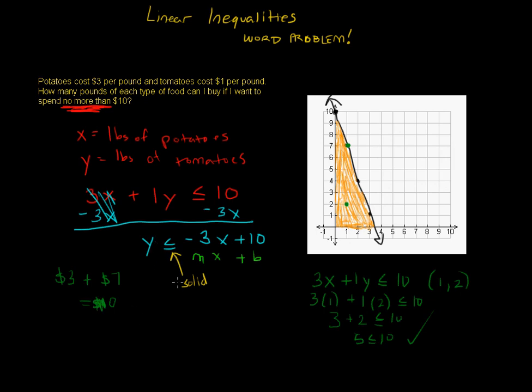All these points that are above the line, well, those are points that would be over $10. So we have in this example, the shaded region is all the possible combinations of potatoes and tomatoes I can get that are under $10. On the line is exactly $10, and then above the line is over $10. So I think that's a pretty awesome example of linear inequalities and how they help out with word problems.